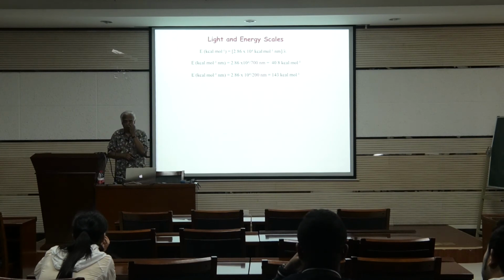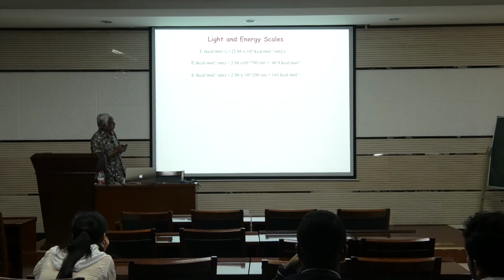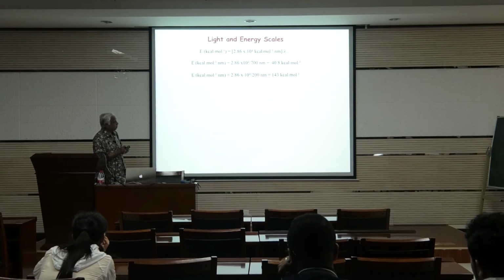So if I have a torchlight of wavelength 400 nanometers, and she has a torchlight of 200 nanometers, when we shine them, the energy that comes out is very different. For example, for 700 nanometers light, the energy is about 40 kilocalories. If you have 200 nanometers, the energy is about 143 kilocalories.